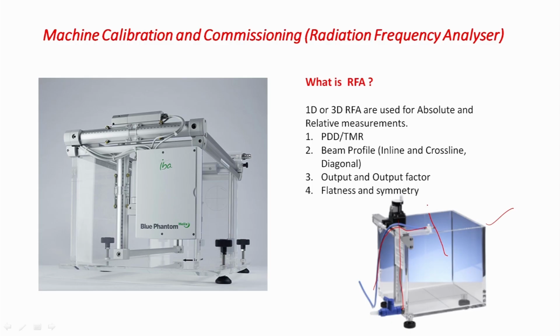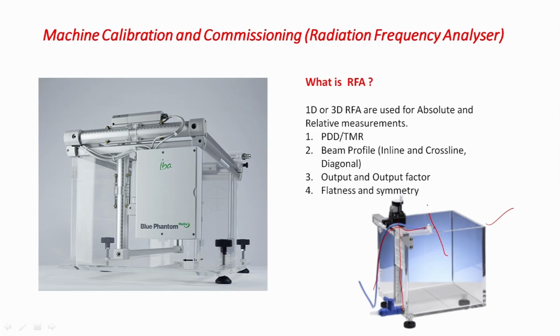But with the evolution of the technology, the RFA has also evolved, and there is a three-direction movement. Simultaneous movement in three directions is possible with this 3D RFA, meaning the chamber can move simultaneously here, here, here and depth. So the chamber can take any coordinate at any point of time with the movement, which was not possible with the 1D RFA.